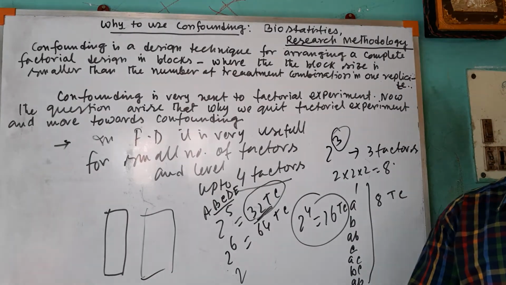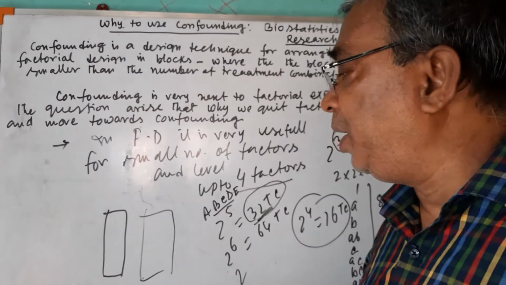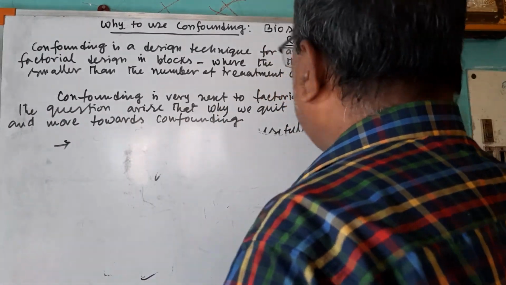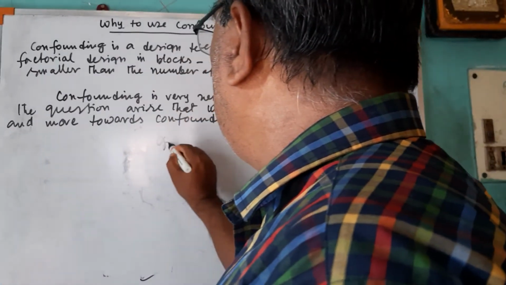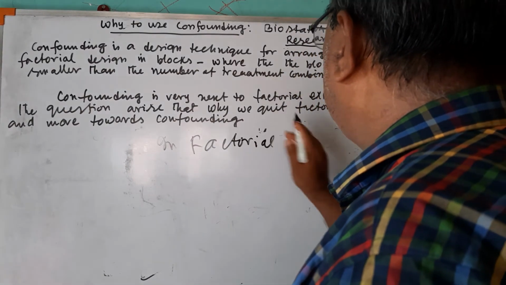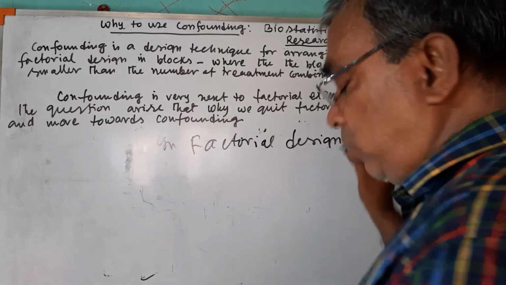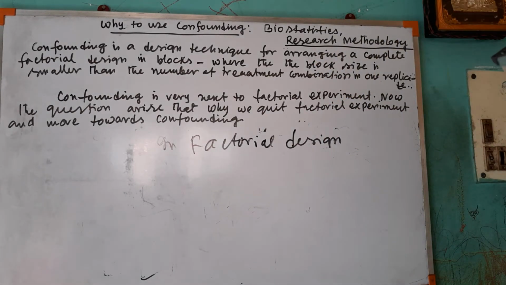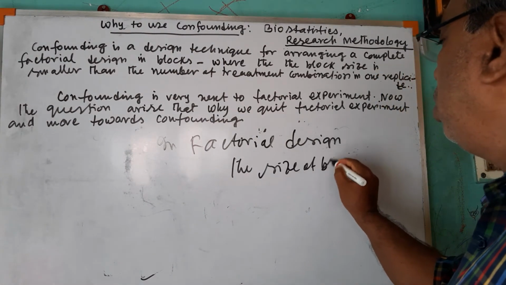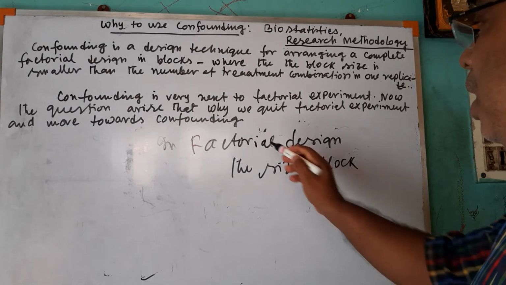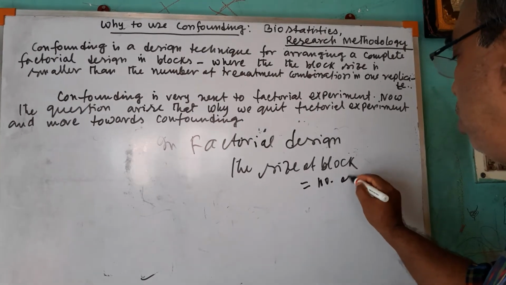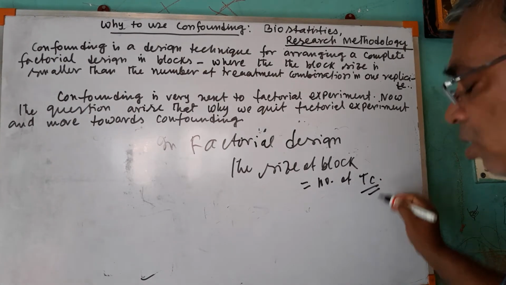In factorial designs, the size of the block is equal to the number of treatment combinations. This is very important. Be careful. In factorial design, the size of the block is equal to the number of treatment combinations, TC.